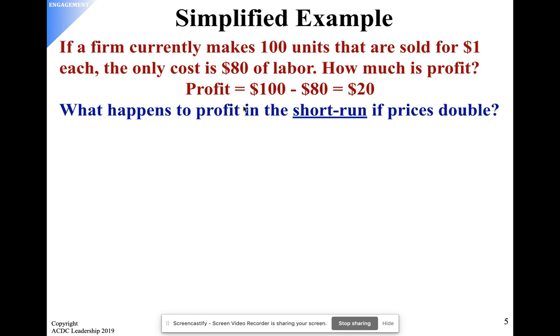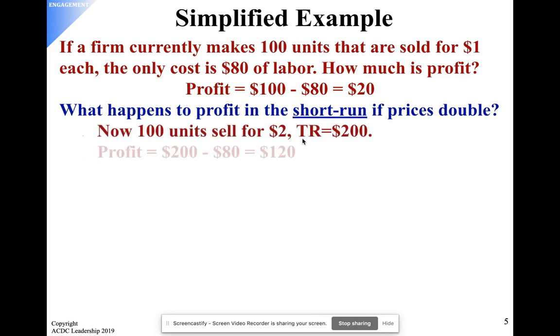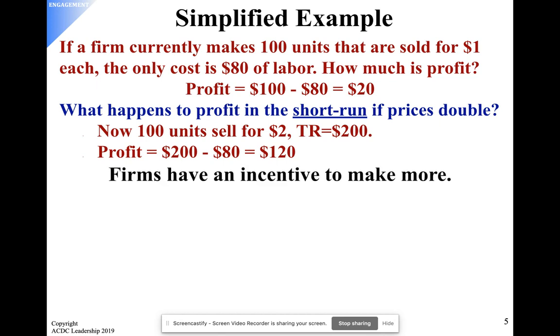But what happens to the profit in the short run if the price doubles? Well, that means instead of $1, we're going to increase that to $2. So 2 times 100, we now have a total revenue of $200. That's the TR, total revenue. So 200 minus the same amount of labor, 80, because that hasn't changed yet. Our new profit is 120. How would you like to make $120 profit versus 20? You'd probably really like that. So you'd have an incentive to make more.